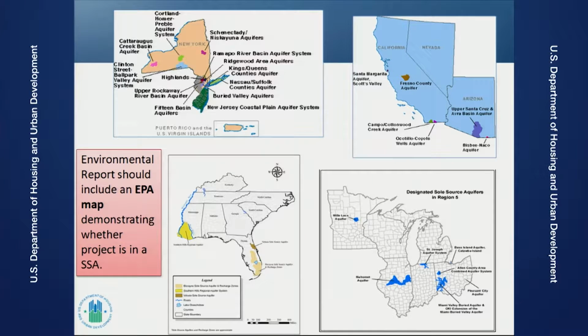Okay, the EPA regulates the sole source aquifers, and they have maps that you will need to go to. You'll go to the EPA's sole source aquifer website. Each state has its own maps, and you'll be able to see whether or not your project is located in a sole source aquifer. Here are some examples of maps with the colored areas showing the sole source aquifers for those states.